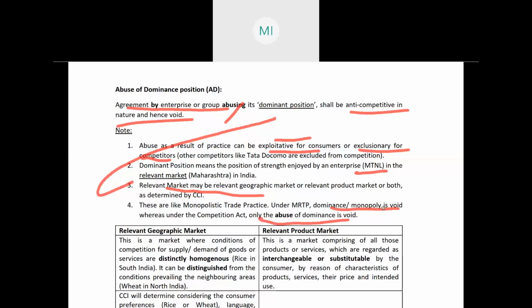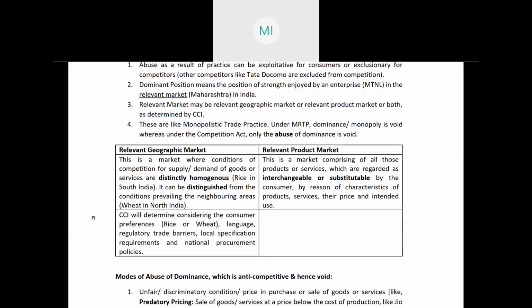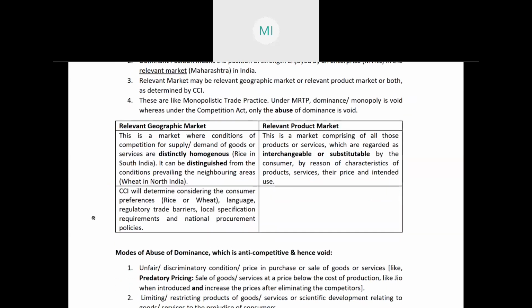So you can be a monopoly, but once you start abusing, that is, if you do something which is anti-competitive in nature, it becomes void. So, what is this relevant geographic market and relevant product market?